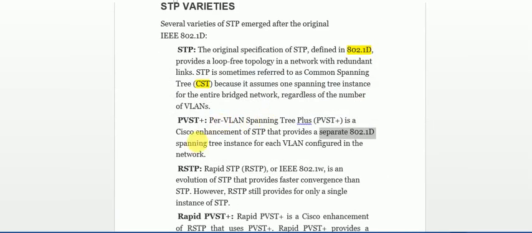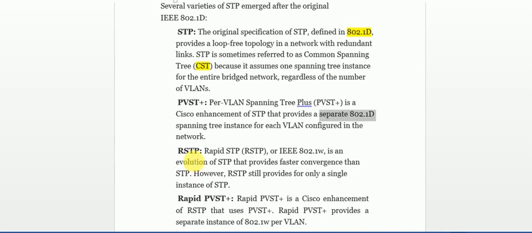Rapid STP is also an IEEE standard, 802.1w. It just does fast convergence. It's the same as STP; the only difference is that RSTP does fast convergence. STP has one instance for the entire bridge.